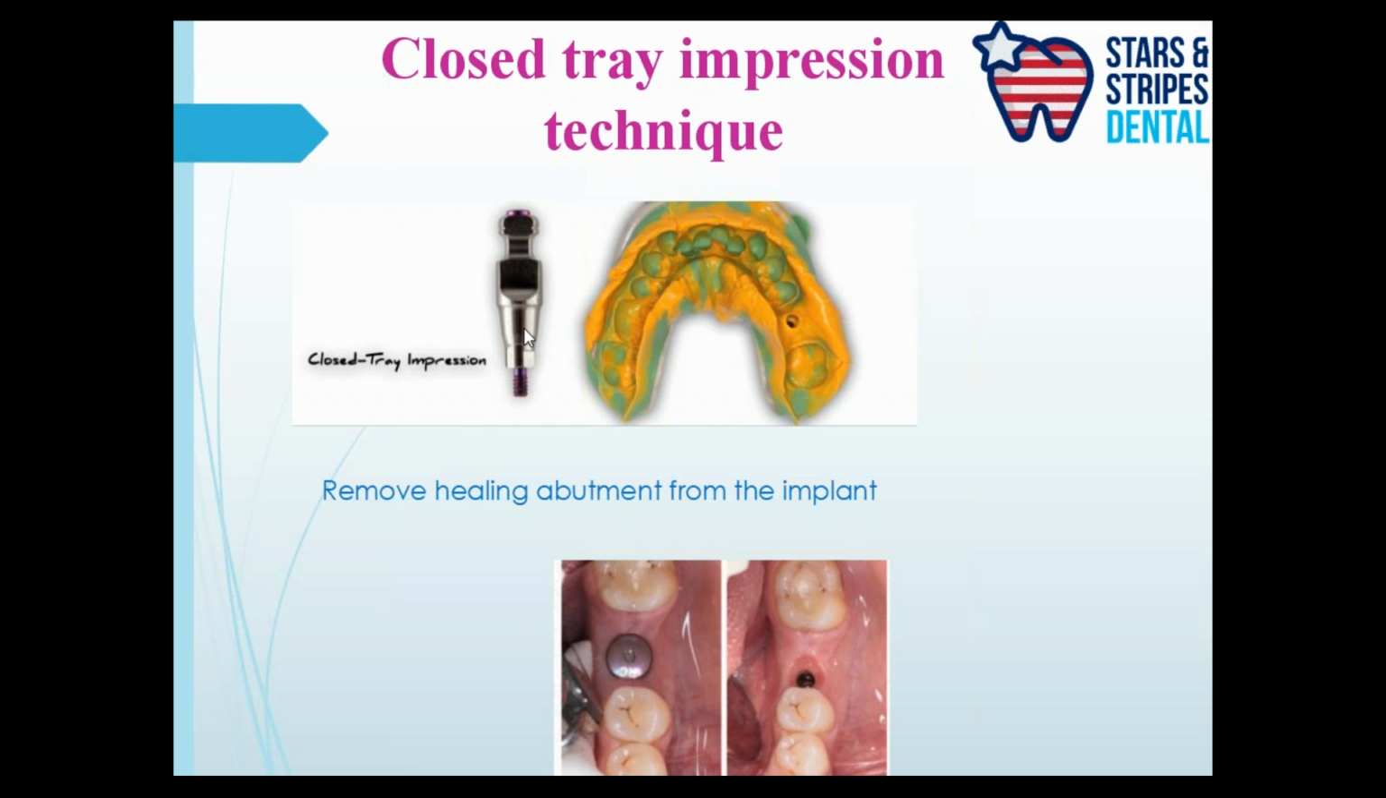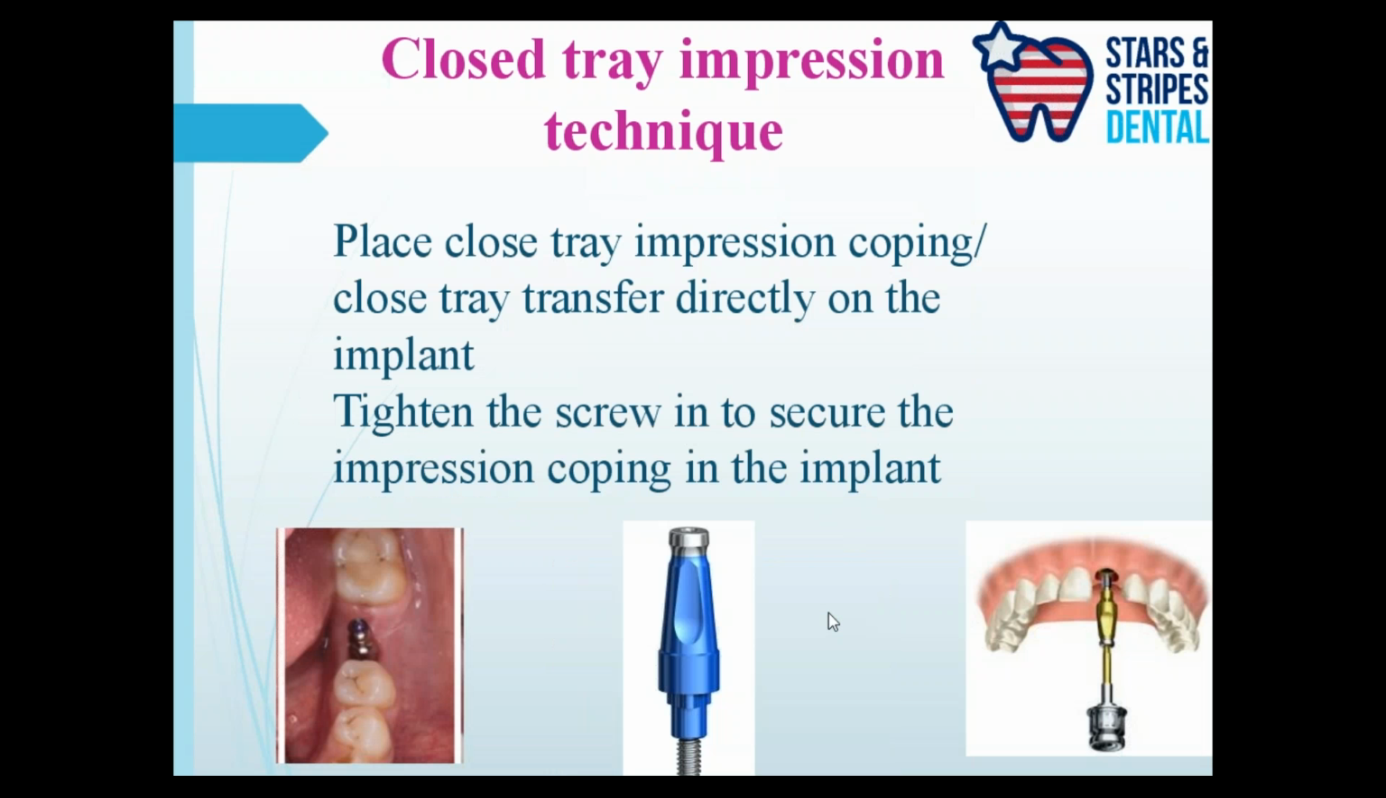Okay, so now let me describe the impression post a little bit. This is the impression post or coping. It consists of two parts. One is the part that goes inside the implant. The other one is the screw that engages this part inside the implant. Okay, it has a screw. As you can see, can you see the screw? And this is the part that goes inside the implant. And this is how it looks in the patient's mouth. This is how it is shown here, being tightened with the hex. Okay, so you place the impression coping and then you tighten the screw with the respective hex inside the implant.